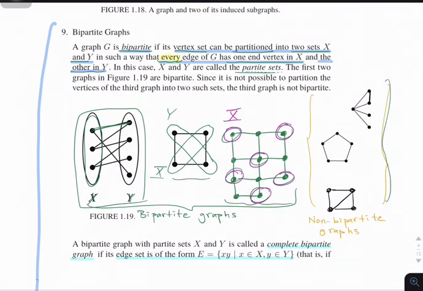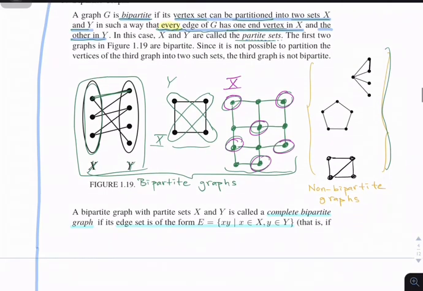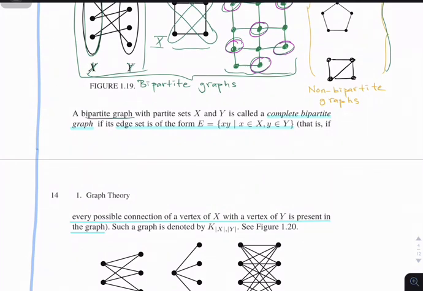But these 3 are non-bipartite graphs because it's not possible to partition the vertices into two sets such that the condition that every edge has one endpoint in X and the other in Y holds. A bipartite graph is called a complete bipartite graph if its edge set is of the form xy for all x in the set X and for all y in the set Y. So that means that every possible connection of a vertex of X with a vertex of Y is present in the graph. And this is the notation that we will use.